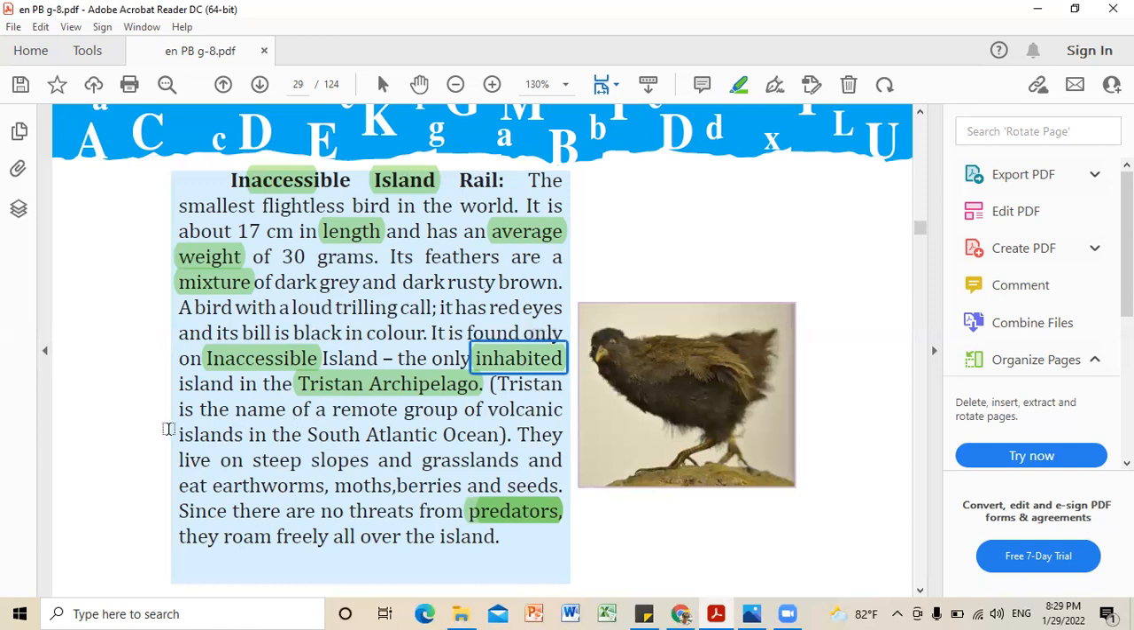So Tristan is the name of a remote group of volcanic islands in the South Atlantic Ocean. This is South Atlantic Ocean, right?